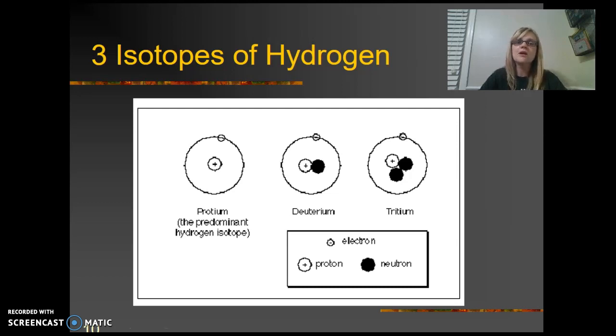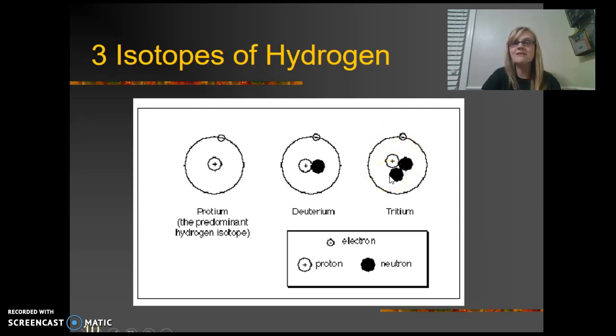Now remember, a proton has a mass of 1 AMU. A neutron has a mass of 1 AMU. So if a proton has a mass of 1 AMU, the mass of this isotope is 1. The mass of this isotope is going to be 1 plus 1, so therefore 2. And the mass of this isotope is 1 plus 1 plus 1, which gives you 3.